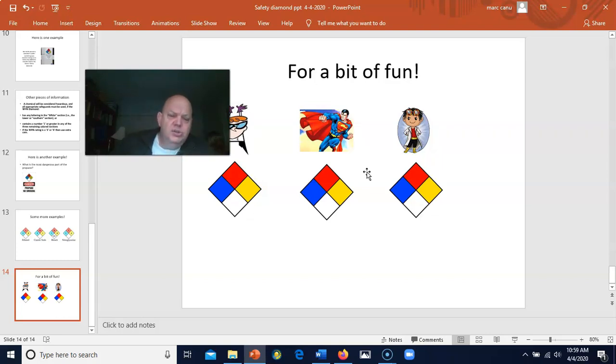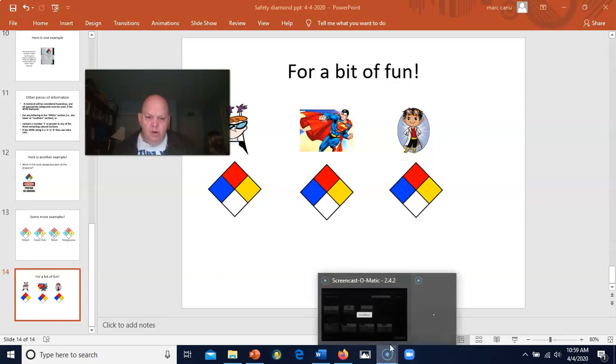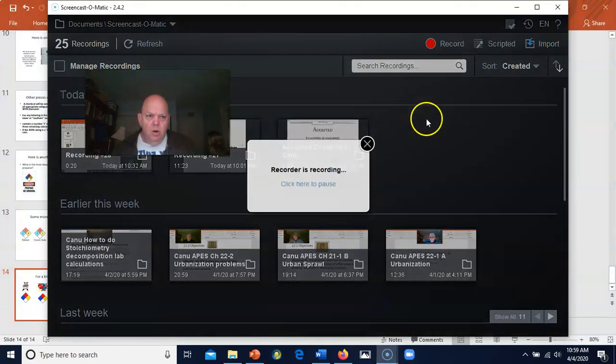There are other variations out there of safety diamonds. They may be colorless, but they may put numbers or symbols in there. But the idea is still the same. It's to let people become aware of what they can be dealing with. All right, guys, that's it for the safety diamond. There's going to be an assignment on this. And we are done. We're done, ladies and gentlemen.